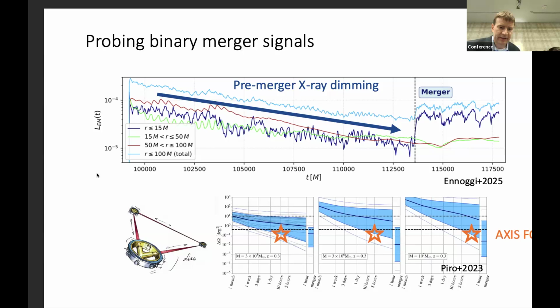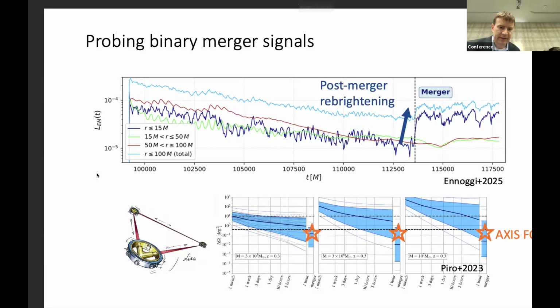So the dark blue tracks the mini disks, which are at the innermost radii. So you see that just before merger, the X-ray luminosity will gradually decrease as the mini disks begin to disappear. And in some fraction of the time, LISA can localize these systems within about 1 square degree. So it's possible to do short observations to tile that region to look for this pre-merger signal.